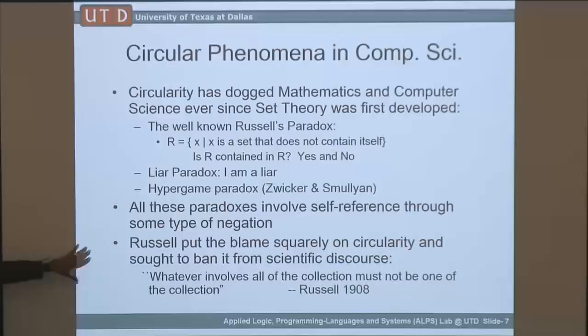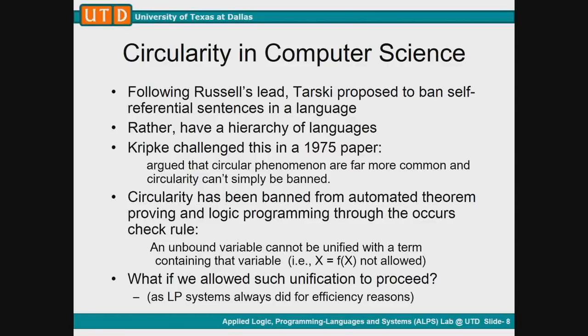So then the mathematicians really got spooked, if you remember, and Russell and Whitehead wrote these tomes in which they tried to justify mathematics from first principles. Basically, Russell put the blame squarely on circularity, and he actually sought to ban it from mathematics. And he wrote, "Whatever involves all of the collection must not be one of the collection," in 1908.